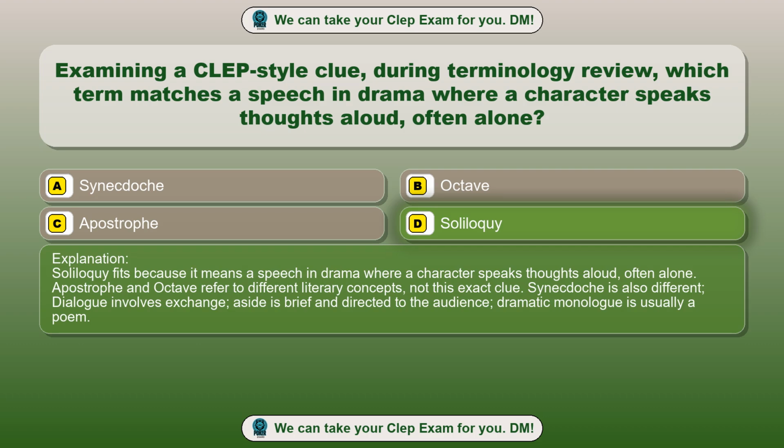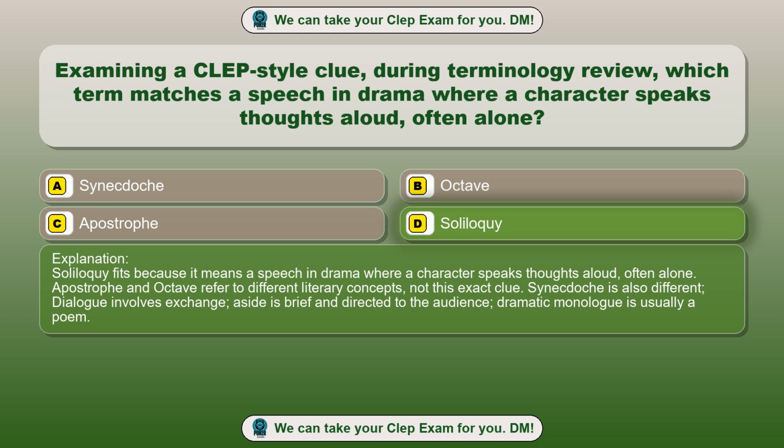Soliloquy fits because it means a speech in drama where a character speaks thoughts aloud, often alone. Apostrophe and octave refer to different literary concepts, not this exact clue. Synecdoche is also different. Dialogue involves exchange, aside is brief and directed to the audience, dramatic monologue is usually a poem.